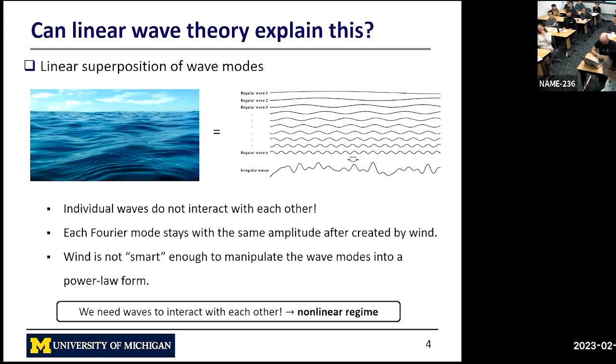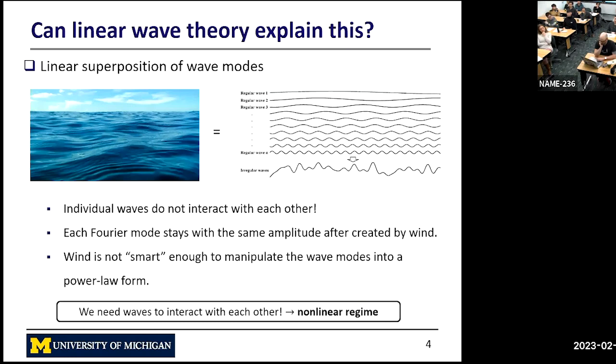But the problem is that wind is also not smart enough to manipulate the wave modes into a parallel fall. I know that by saying this a little bit hand-wavingly, but this is indeed the truth: wind only generates waves usually in a narrow frequency range. It does not support a broad range parallel spectrum.